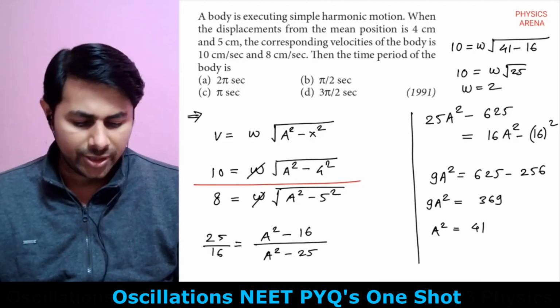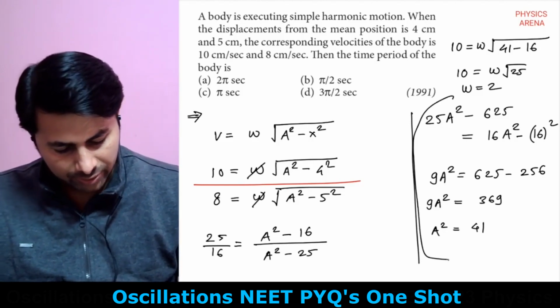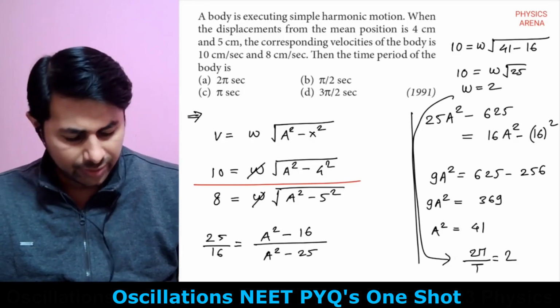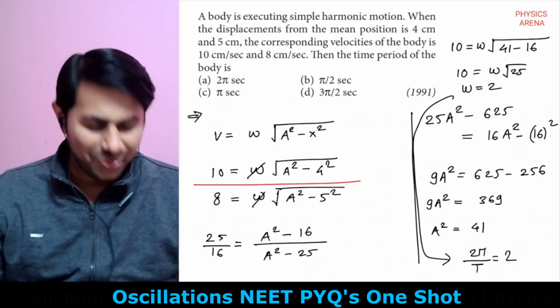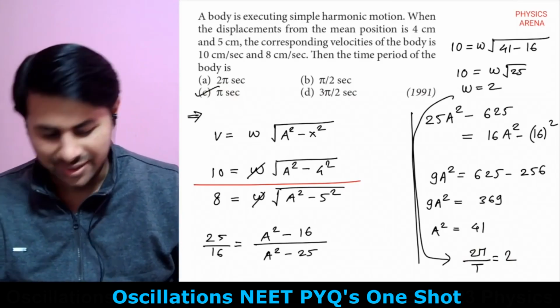So 2 pi upon t is equal to 2. So I will write it here. 2 pi divided by t is equal to 2, that means t equals 2 pi divided by 2. Okay, so option C is the answer, right?